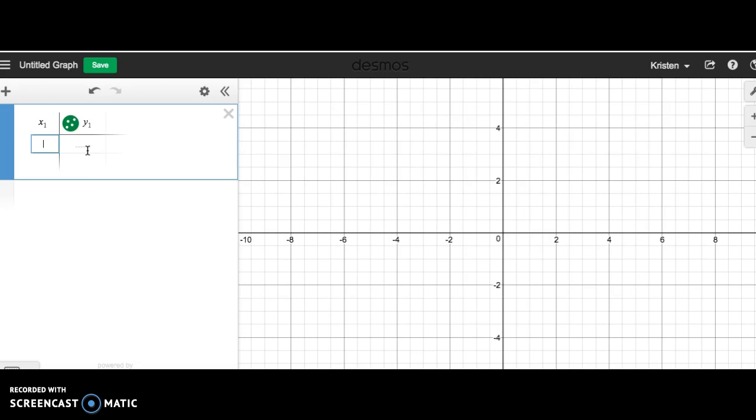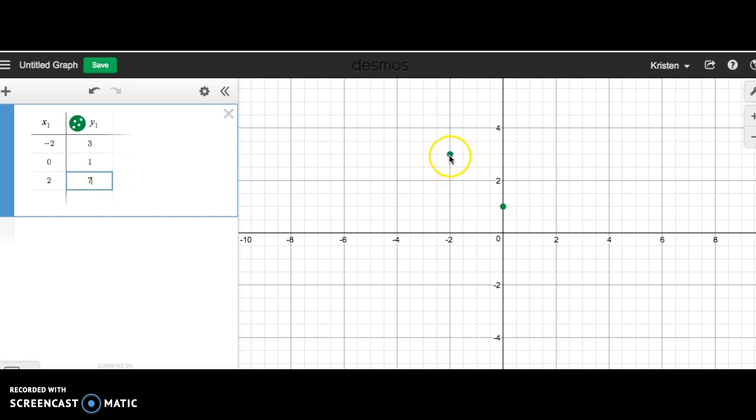So if I'm looking at it correct, you've got -2, 3. You've got 0, 1, and 2, 7. So I've got my coordinates right now.